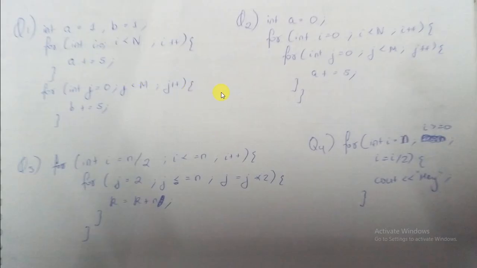Now there are 4 examples we can study. The picture is not so good, but I will tell you what the questions are. In this first question, there are two constants, n and m. The value of i goes from 0 to n and is increased by 5 in the first loop, and in the second loop, the j value goes from 0 to m and is also increased by 5. The first loop completes on its own, and then the second loop completes after that.